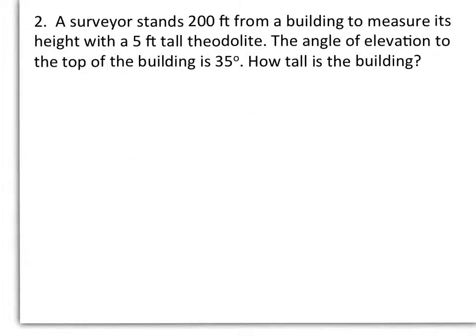Number 2 says a surveyor stands 200 feet from a building to measure its height with a 5-foot tall theodolite. The angle of elevation to the top of the building is 35 degrees. How tall is the building? All right, so let's draw a diagram to see the situation. So we have a surveyor, and we have a building, maybe with some windows.